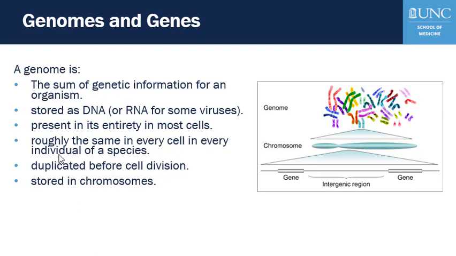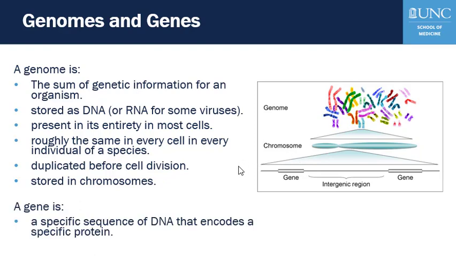And every cell that does have a genome has roughly the same genetic complement within a species, although there are some exceptions to this, and they're sometimes referred to as genomic instability. The entire genome is fully duplicated just before cells divide, so that way each daughter cell can also have a full genome. And the genome is stored in DNA in chromosomes. And a chromosome is defined as a single molecule of DNA and all of its associated proteins.